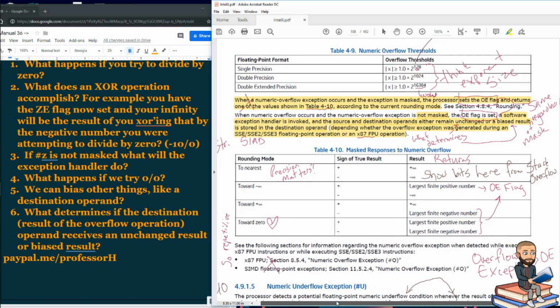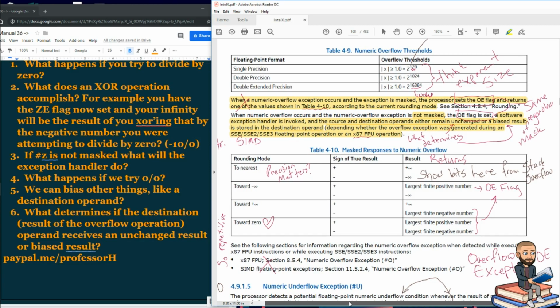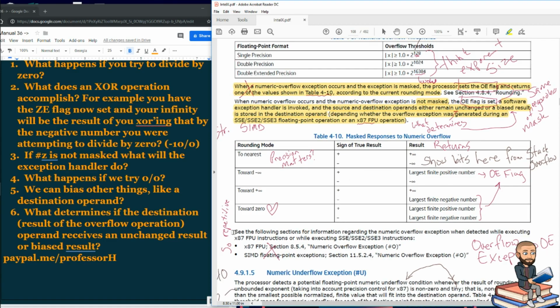And so here's our Table 4-10, masked responses to numeric overflow. I don't think it's particularly insightful, I guess. The rounding mode will determine what's going on. And as you can see, the sign will just be maintained throughout. They finish this section by saying, see the following sections for information regarding the numeric overflow exception when detected while doing all those things we said before.